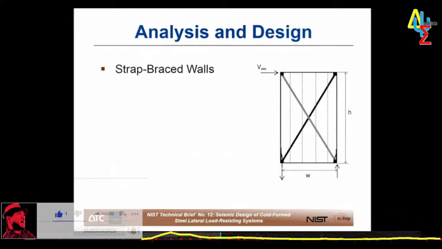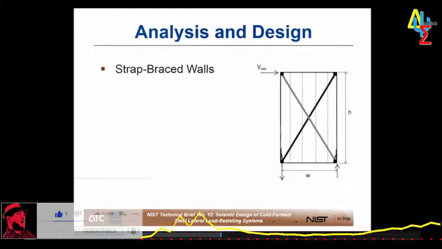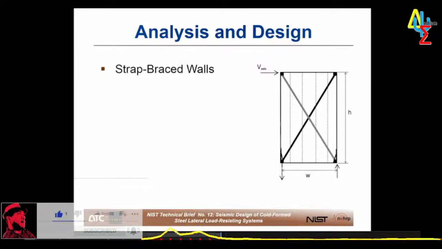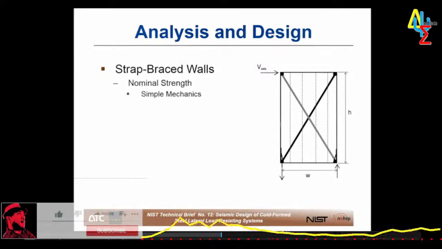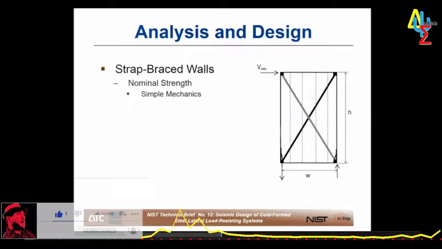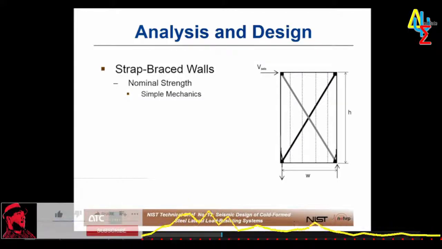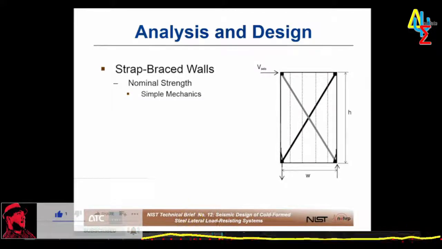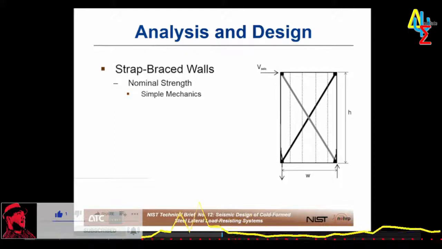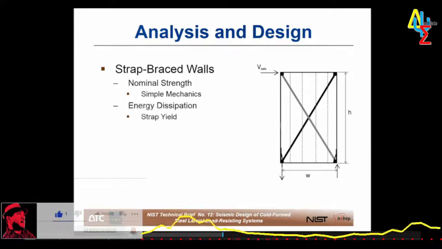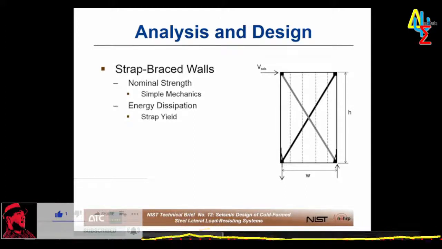So, strap braced walls. Strap braced walls are also a very common CFS seismic force resisting system. The nominal strength of strap braced walls can be determined by simple mechanics, although S400 does include equations for it. So you can set up a little model or even do just basic statics for it. If you would rather, you can also just plug and chug with equations in S400. The designated energy dissipating mechanism of a strap braced wall is yielding of the tension straps.